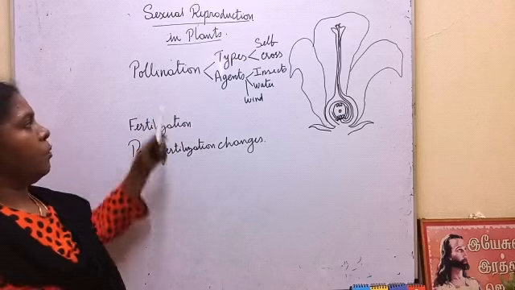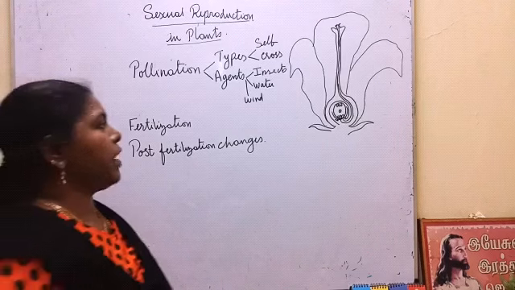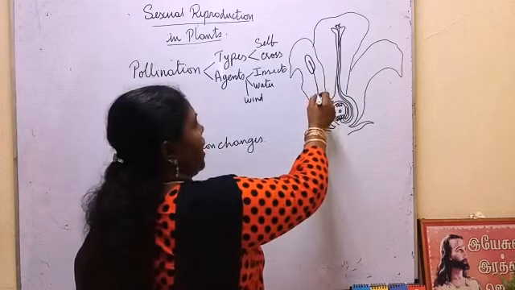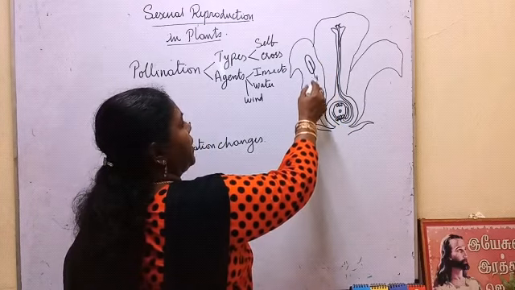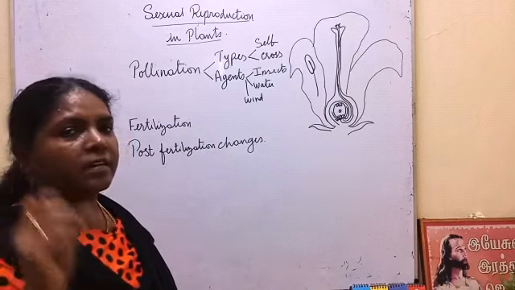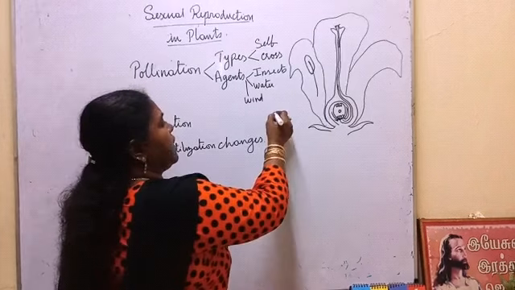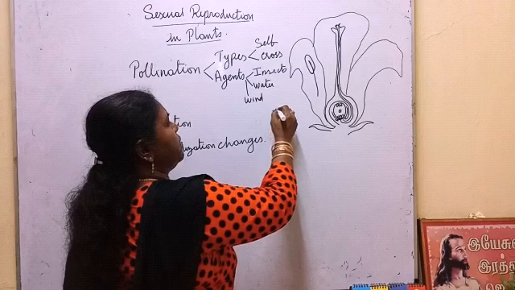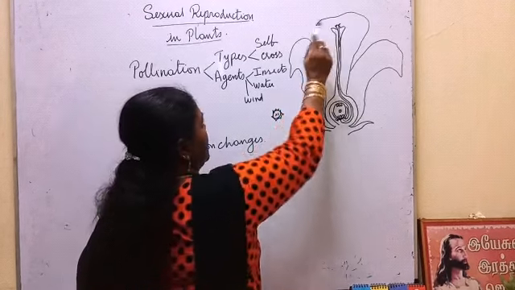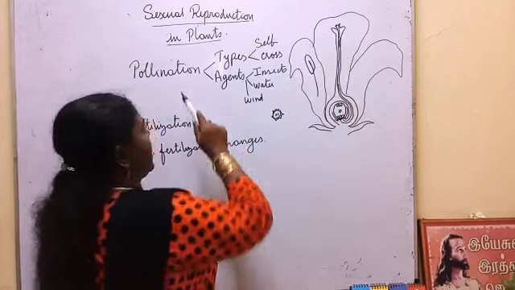Pollination. Pollination is the process of transfer of pollen grain from the anther to the stigma. Androecium consists of stamen. It is made up of filaments and anther. Inside the anther, yellow color dust-like particles are produced. They are nothing but pollen grains. And each pollen grain develops sperms. So this pollen grain has to reach the stigma. Transfer of pollen grain from the anther to the stigma is called pollination.